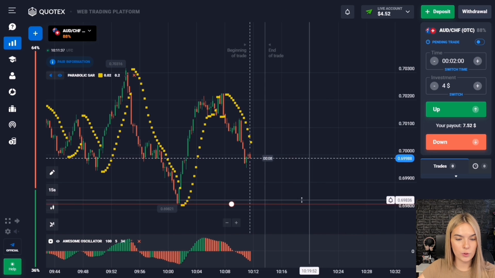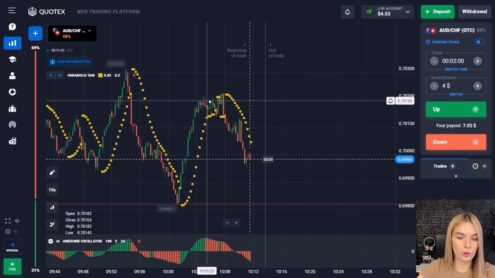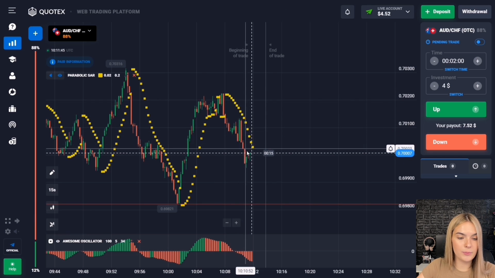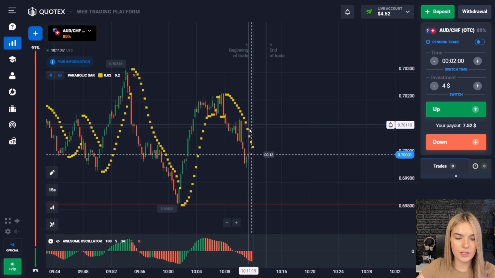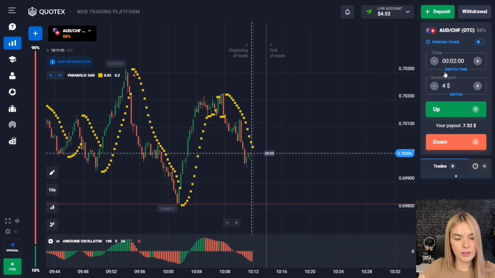We have a level of support down here. We also see that there was a pullback from this level and after a small pro trade the price turned around and moved down again. Also, points have been forming for some time and volumes are growing to decrease. In this situation, I suggest opening a deal for 3 minutes to decrease.